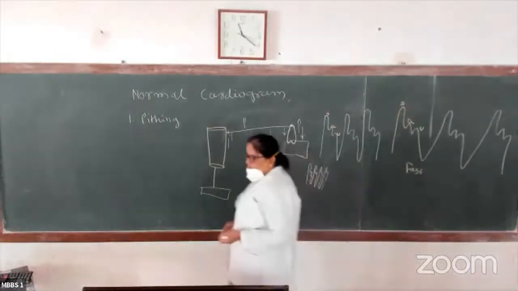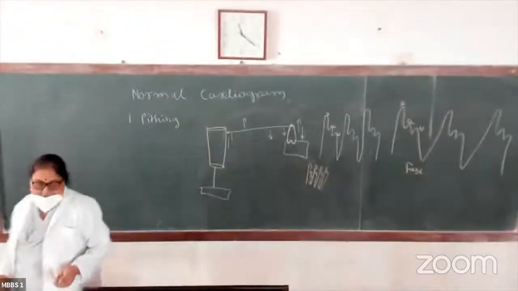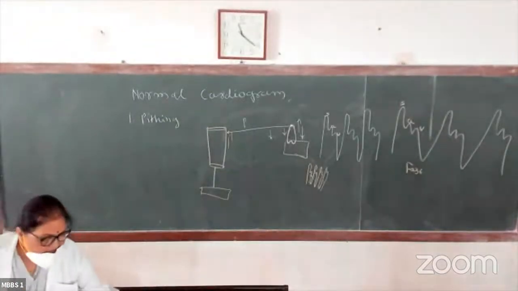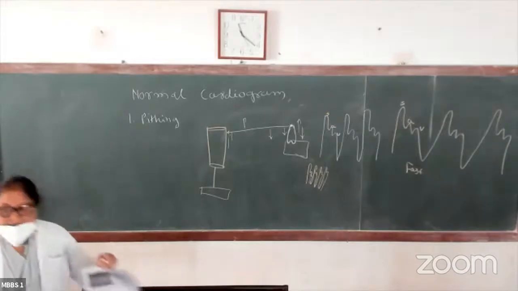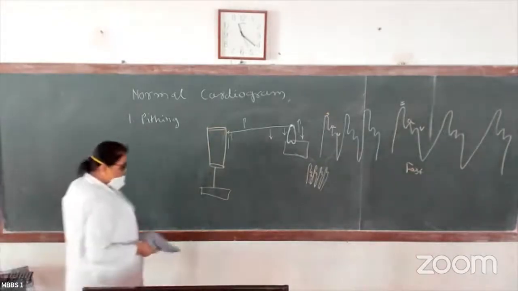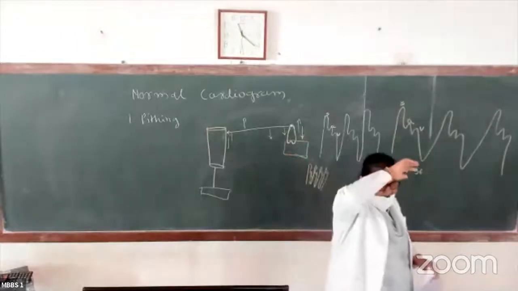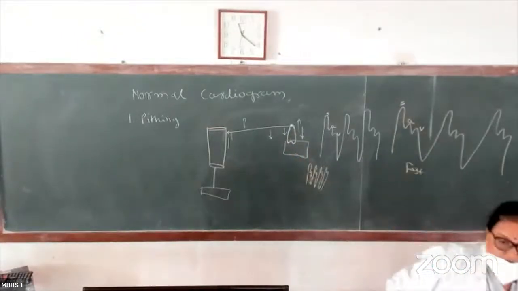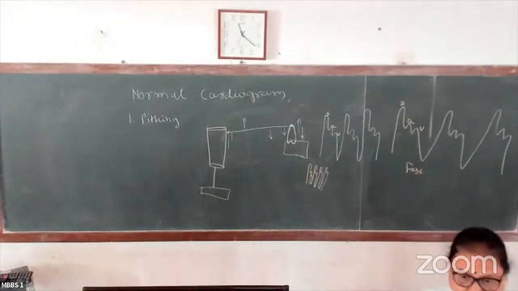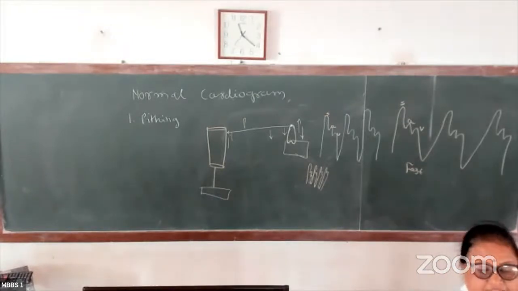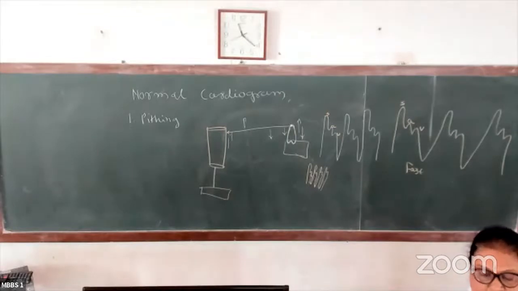So this is the recording of the normal cardiogram. In the exam we keep this graph for 3 marks. For spotting, there are 15 marks for the graphs and charts. There are 5 graphs and charts, each for 3 marks. In the exam, we put this. This is for 3 marks.